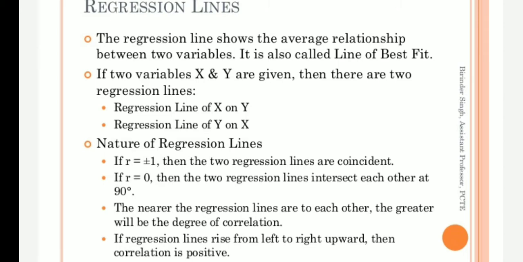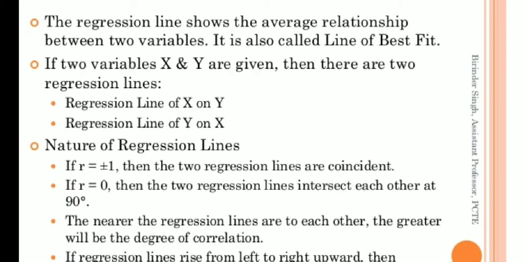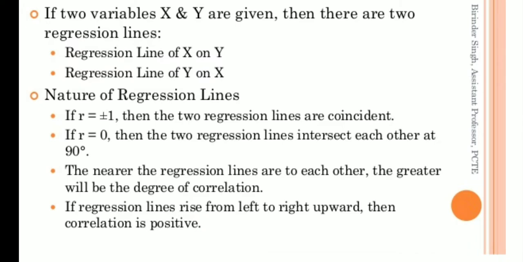So regression lines. There are two types of regression lines: regression line of x on y and regression line of y on x. See, in the line of regression x on y, x is the dependent variable and y is the independent variable. The regression line shows the average relationship between two variables. It is also called the line of best fit. If two variables x and y are given, then there are two regression lines, that is, x on y and y on x. In the linear regression line y on x, y is the dependent variable and x is the independent variable.